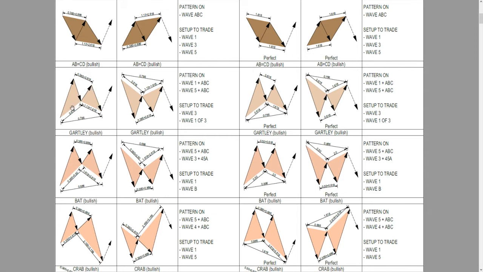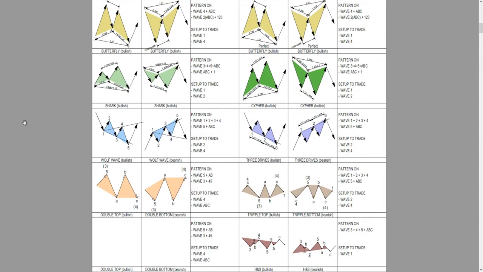And then the Gartley is very powerful, but the Gartley is really ABCD with an impulse before it. So you have an impulse, then you have an ABCD, and then you have another impulse, bearish, or bullish. And then all the variations, the bat, the crab, butterfly, shark, wolf wave. It's interesting. Then double tops, head and shoulders, and so on.